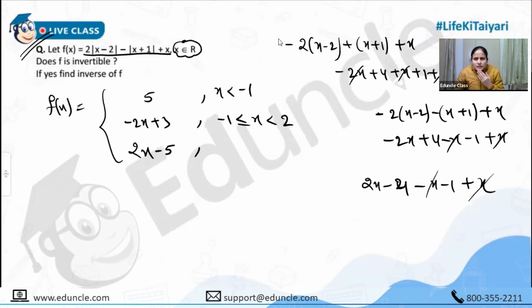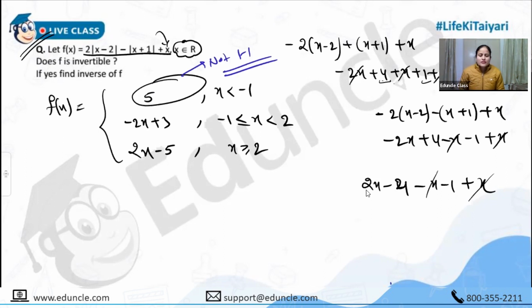Just a second, beta. Did I make a mistake? No beta, why would 5 minus x come? x to x goes cancel out completely. So 4 plus 1 will give you 5 only. Okay? Because x is also there. So I am getting this when x is greater than or equal to 2. So because of this constant term, whenever x is less than -1, the function is defined by the constant 5. So because of this term, my function is not 1 to 1. Clear?